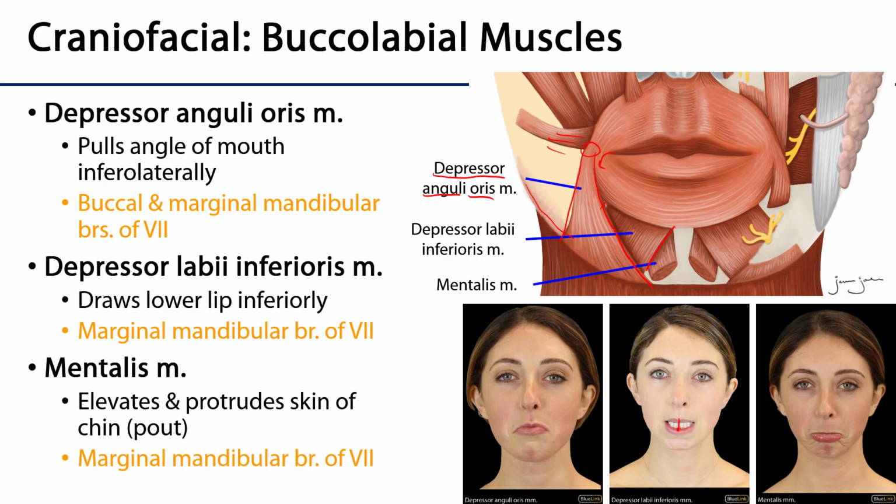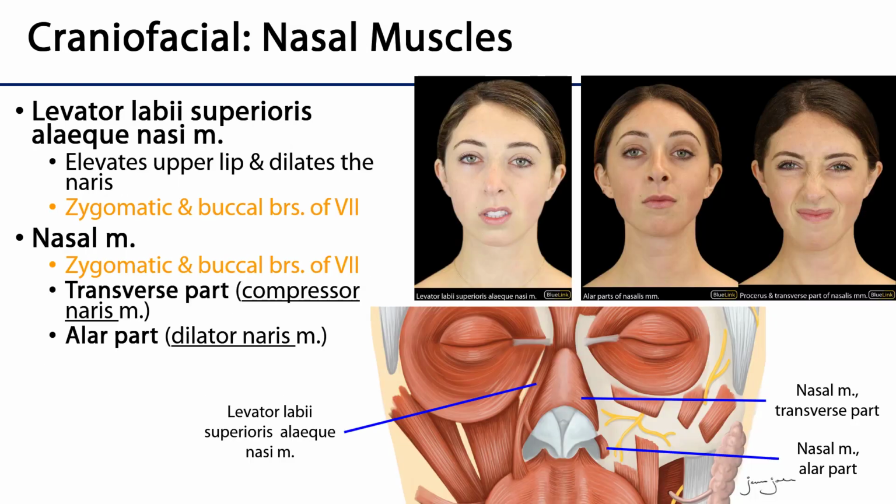We also have the mentalis muscle. The mentalis muscle is in the mental, or the chin region. And when active, the mentalis muscle is going to produce a pout by both elevating and protruding the skin of the chin. So by pulling this chin skin upwards, it displaces the lower lip to produce the pout. And mentalis is innervated much the same way depressor labii inferioris is, by the marginal mandibular branch of facial.